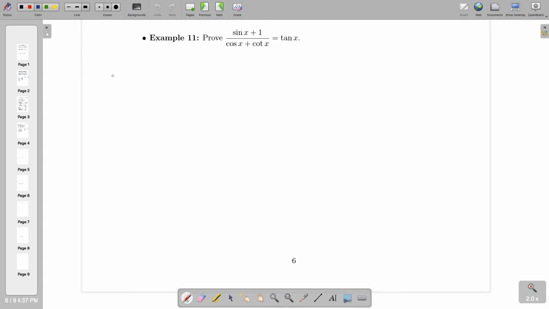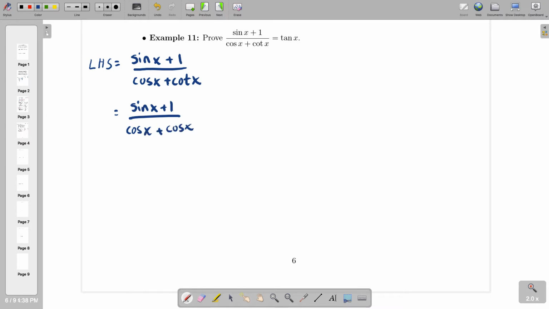In this example, there's no question about which is the more complicated side, right? We're going to, without question, start with the left-hand side. And so we've got the sine of x plus 1 divided by the cosine of x plus the cotangent of x. And at this point, I have no idea how I'm going to get the tangent of x to appear from all of this. So I'm going to use my principle of saying, let's go ahead and make that cotangent into sines and cosines.